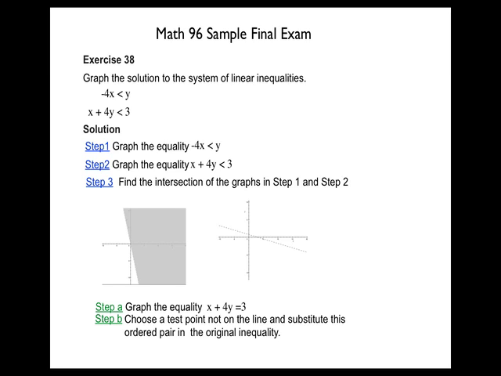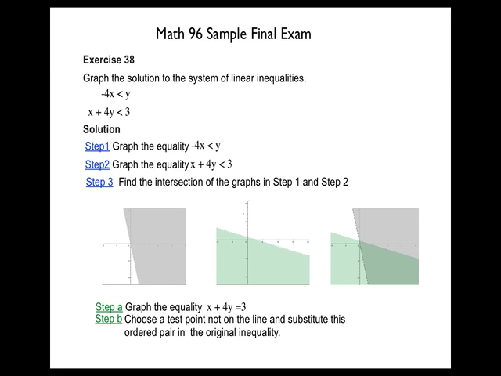So in this case, it's easy to use the origin (0, 0). You want to test that in the original inequality. And when you do that, if you get a true statement, you shade the same side that contains the test point. If you get a false statement, you shade the opposite side.